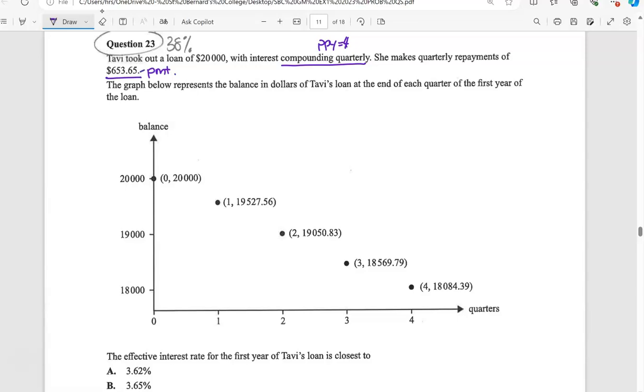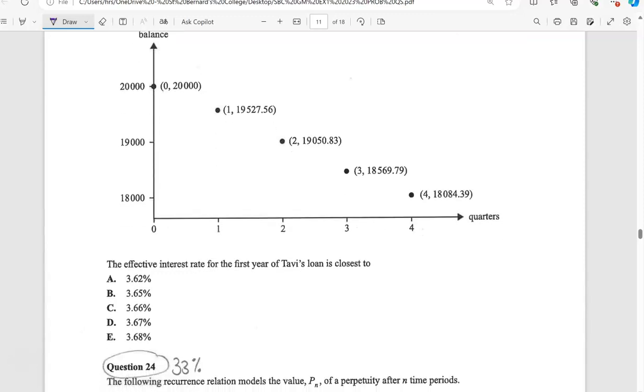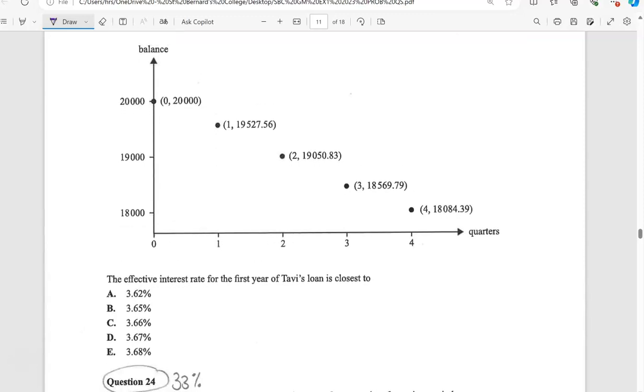So there's the payment. This is a loan, so that'd be a negative payment and a positive PV there. And then it has the graph of her data. So pretty much you've got your quarters here. This is nearly like an amortization table if you think about it. Like, you get similar information.